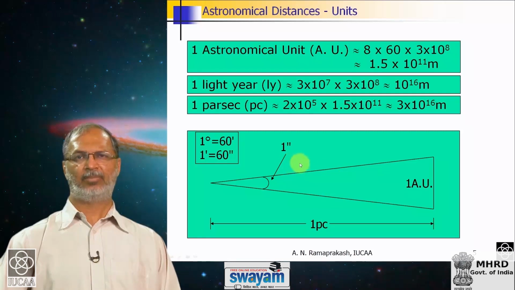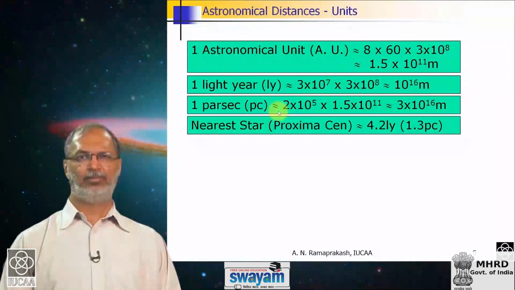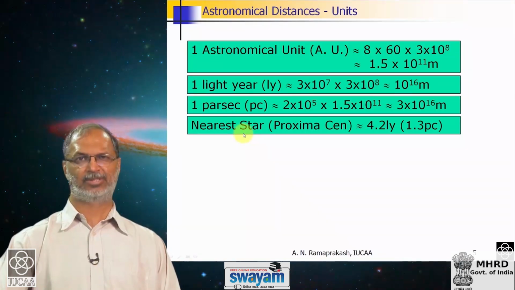You can relatively easily show that 1 parsec is about 3¼ times a light year. So, roughly 3.25 times a light year is 1 parsec. Now, if I ask the question, in units of parsecs, how far is the nearest star from our sun? The nearest star is called Proxima Centauri. It is about 4.2 light years away from the sun, which is roughly a little more than 1 parsec away.